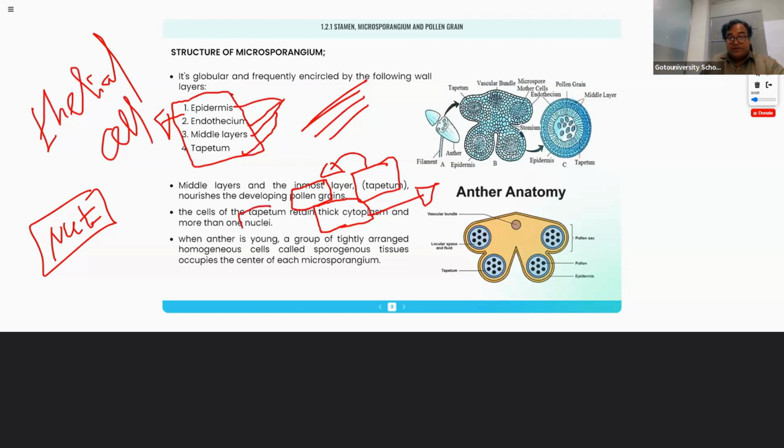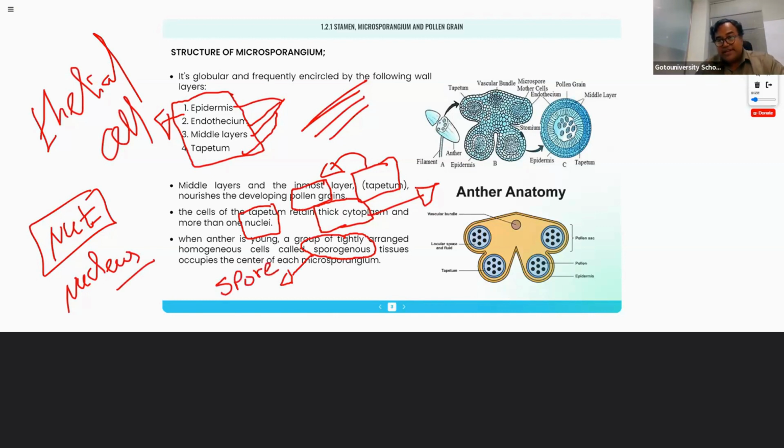The word nuclei denotes a plural. Nucleus is singular, nuclei is plural, right? We should be very, very careful when we are writing each and every answer, right? So here the anther has a sporogenous tissue, which is very important to make the microspore mother cells. The microspore mother cells make the spores, which make the gamete, right? This is the message we should understand.